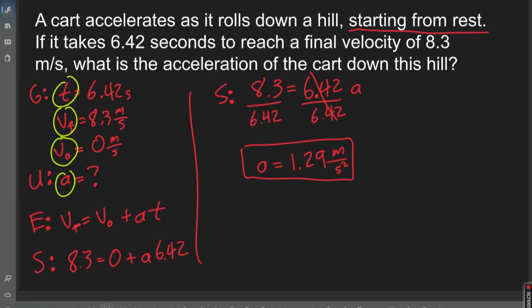Is this reasonable? Our last piece of this is our check. Things can only go downhill at a maximum acceleration of gravity, so 10 meters per second squared. This is significantly less, but it's going down a hill, so that kind of makes sense. As long as it's still moving downward, which it is, and it's not any faster than gravity, I'll call that pretty reasonable. Nice.